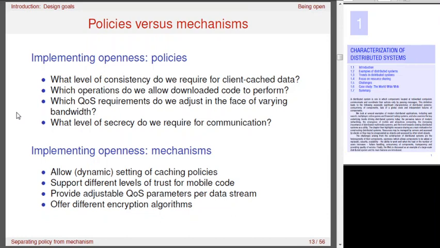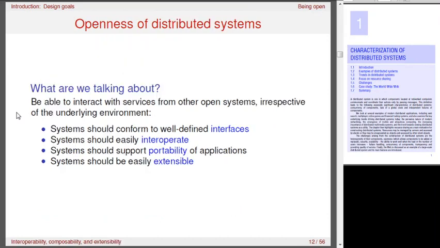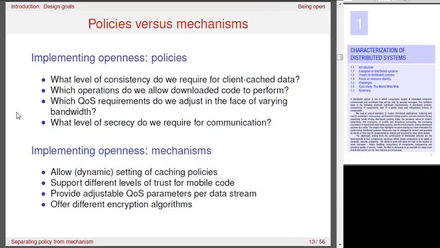Policies versus mechanisms. Actually, for what we call openness, there should be particular policies. These policies will tell you what level of consistency we require for client cache data, which operations we allow downloaded code to perform, which QoS requirements we adjust, meaning quality of service requirements, and what level of security we require. So here we are just defining what we require and what should be there.